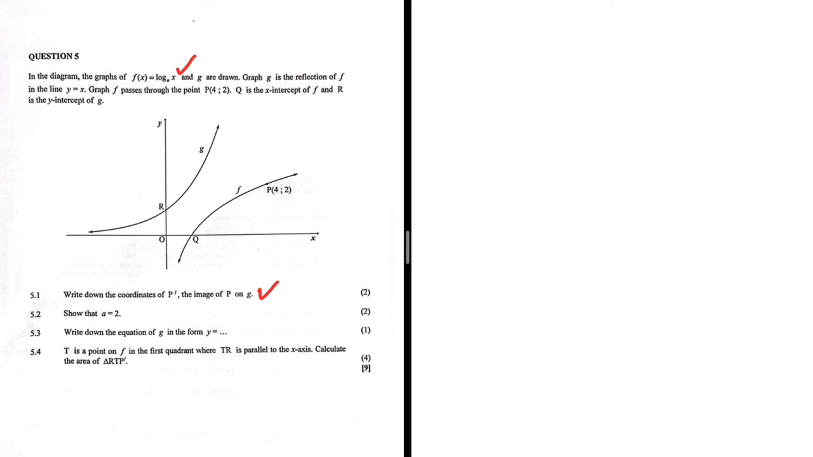Graph g is the reflection of f in the line y equals x. We need to make sense of that. So f of x is equal to log of x base a, and g is a reflection of f in the line y equals x. So for g, we have x equals log of y base a. So g is the inverse of f. We need to deduce that first before we can answer the other questions.